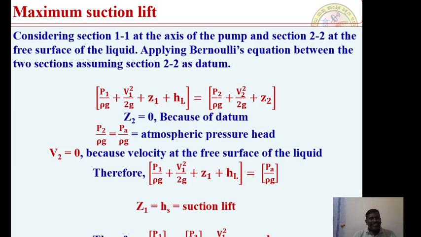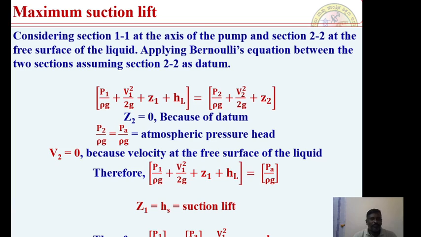Now in this case, consider section 1 at the axis of the pump and section 2 at the free surface of the liquid. When you see the two sections, we know that in a centrifugal pump the total energy at section 1 will be different from the total energy at section 2, because section 2 is always the free surface of water, and section 1 is always the center line, the axis of the respective centrifugal pump.